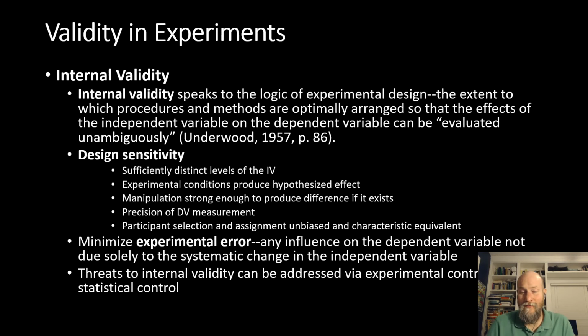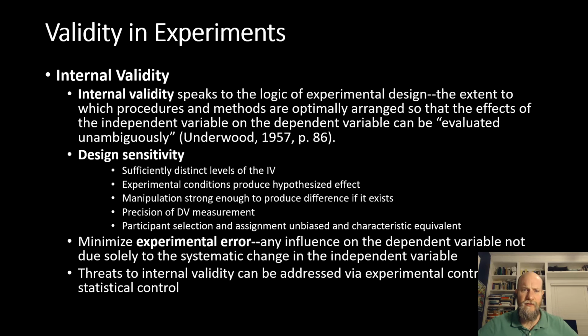So here we are back at validity and reliability again, right? So let's talk a little bit about validity within a true experiment or a randomized experiment. As I mentioned before, internal validity is kind of the key characteristic of a true experiment, because internal validity is about cause and effect. The internal validity of a study in an experiment really speaks to the logic of the design: the extent to which the procedures and the methods and the measurements that you're utilizing are optimally arranged in such a way that they produce the effect of the independent variable manipulation on the dependent variable. It can be, what they call, evaluated unambiguously, right?